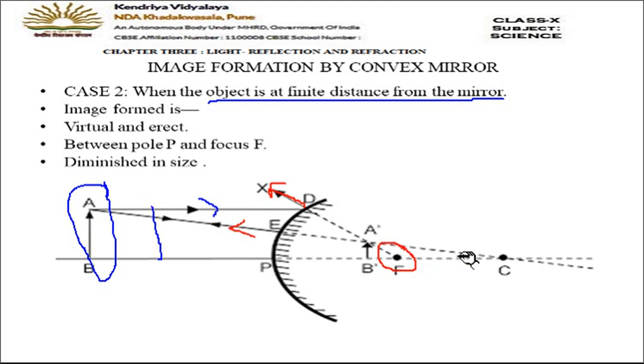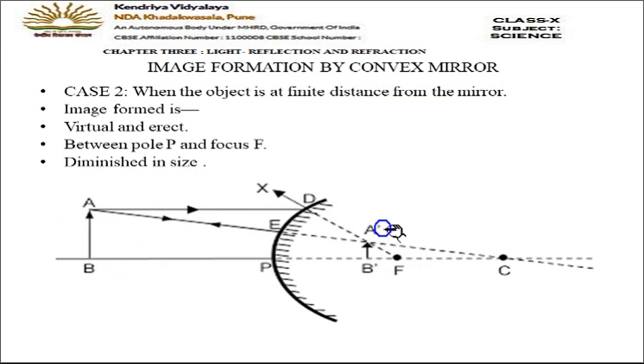So both the reflected traced rays are meeting at this point, A dash, and this will be B dash. So what is the image formed now? The image formed is here. A dash B dash is the image formed. Now you can see that the image is formed above the principal axis, so it is erect, and because the rays are not actually meeting, it is virtual. So the image is virtual and erect.